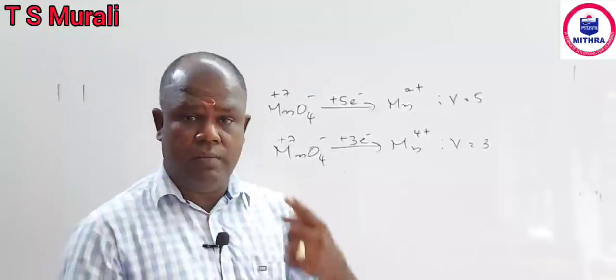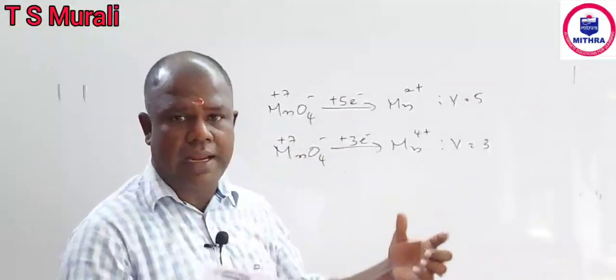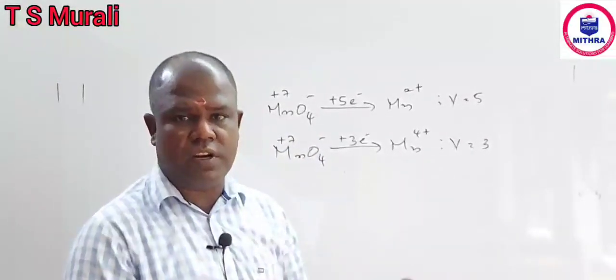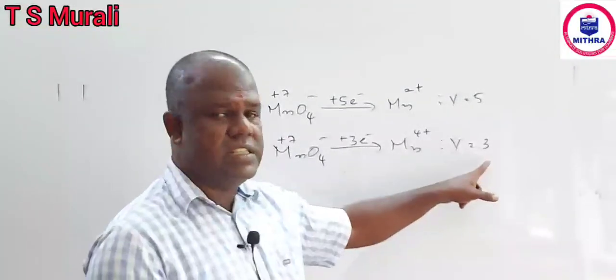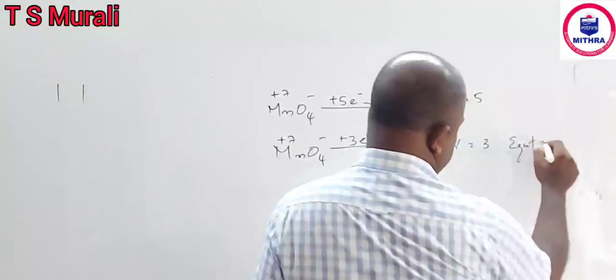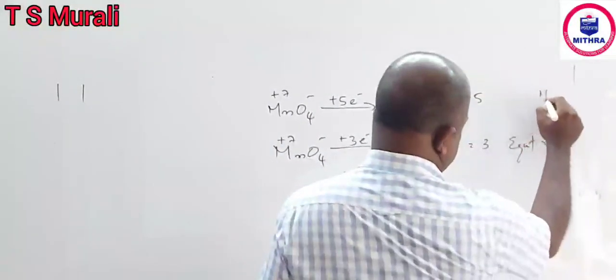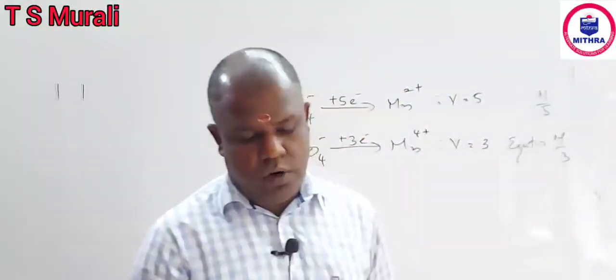You know equivalent weight is molecular weight by valency. Suppose M is the molecular weight and 3 is the valency, then M by 3 is the equivalent weight. Here it is M by 5. Agree? So answer 3 means option 1.